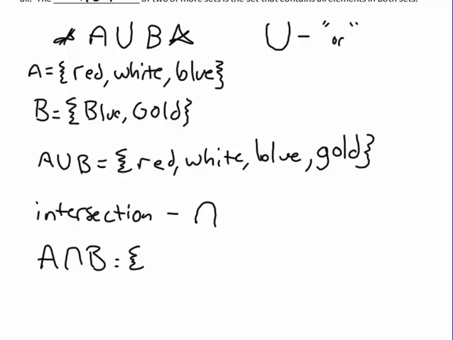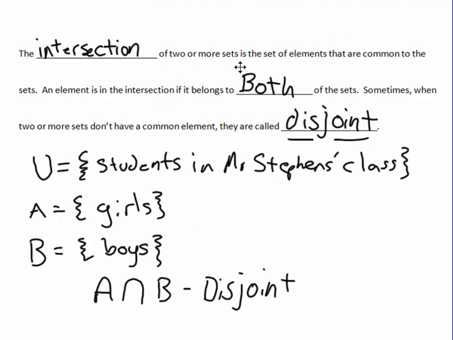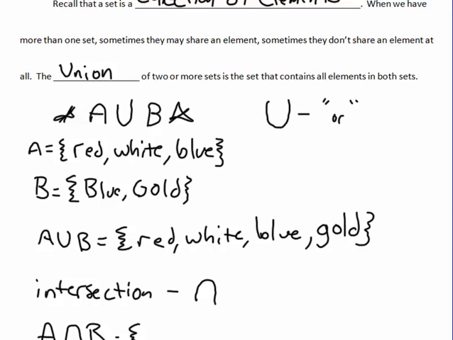Let's take a look at the notes real quick. The intersection of two or more sets is the set of elements that are common to the sets. An element is in the intersection if it belongs to both of the sets. So what would be the intersection of A, red, white, and blue, and B, blue and gold? What's in the intersection there? Blue. Good. Blue. Because it's the only element that is common to both A and B in this scenario here.